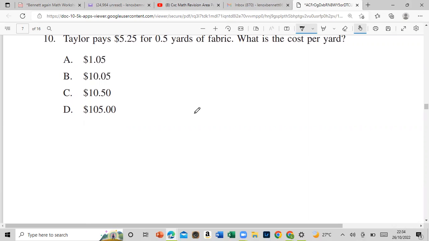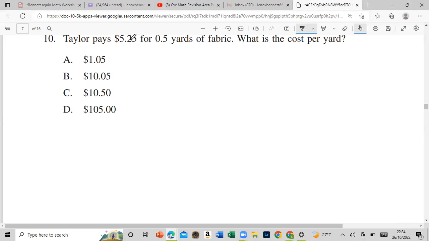Alright? So it says Taylor pays $5.25 for 0.5 yards of fabric. What is the cost per yard? Alright? So let us put things into perspective.